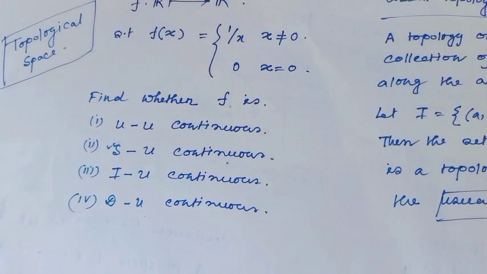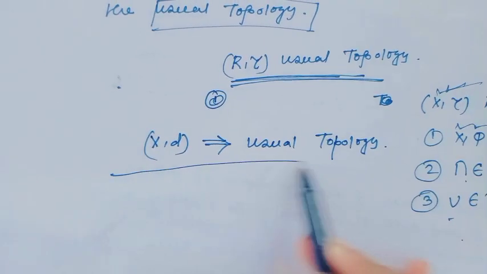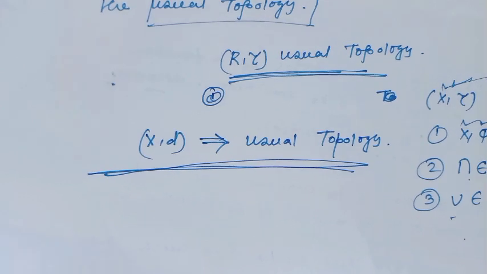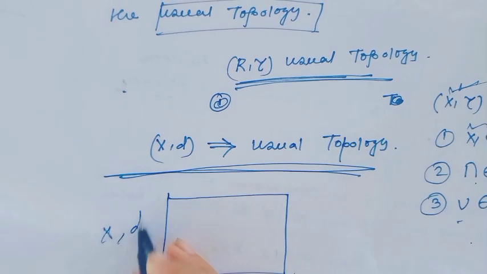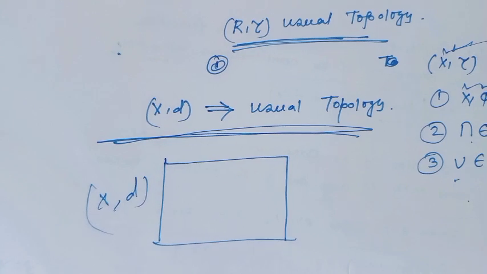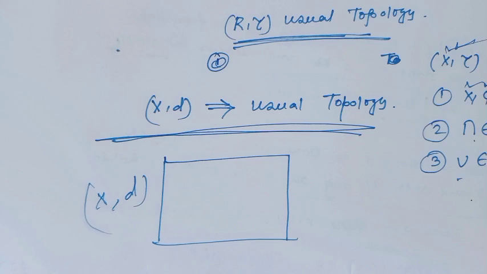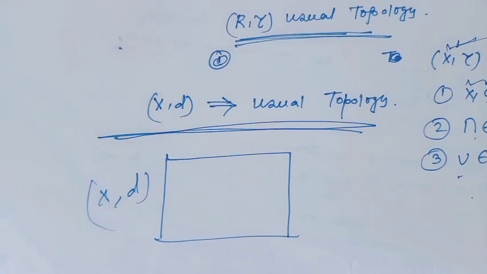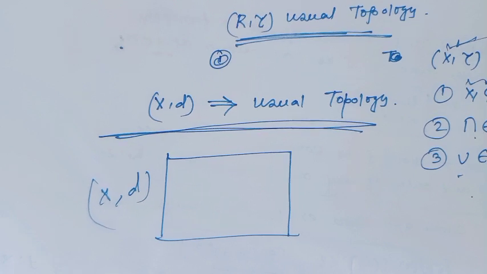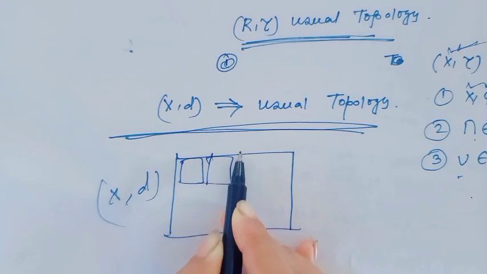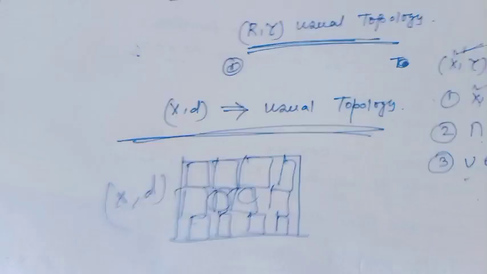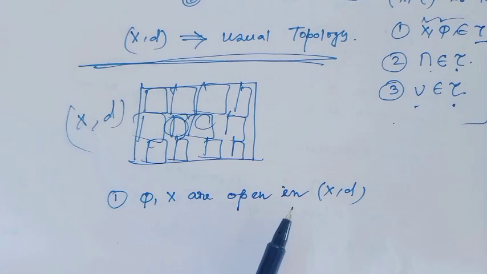Now see continuity in usual topology. At first I will tell you every metric space (X, d) always implies the usual topology. Since this is a metric space, open ball means, in real numbers this is the interval, in R2 this is the disc, in R3 this is the sphere. All collections of this type of ball, and unions of such balls, always make the usual metric topology.